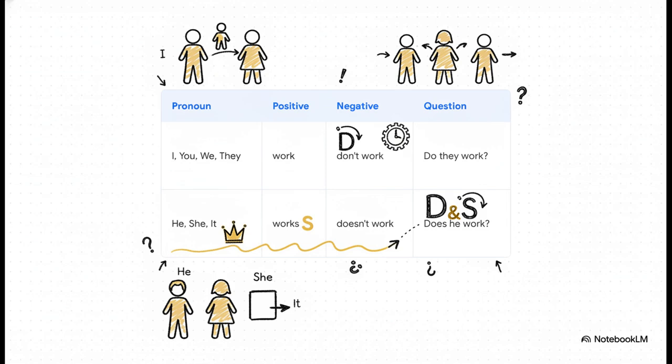Plus, to build negative sentences and questions, we have to bring in our helping verbs. We use do for the first group and does for he, she, it. And check this out.